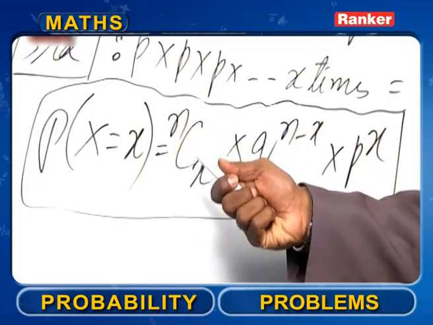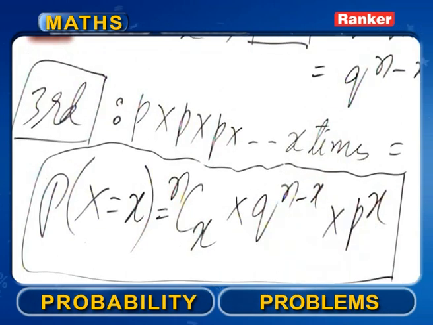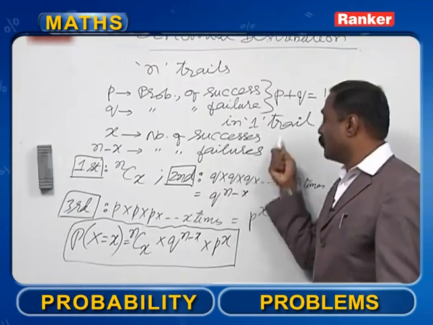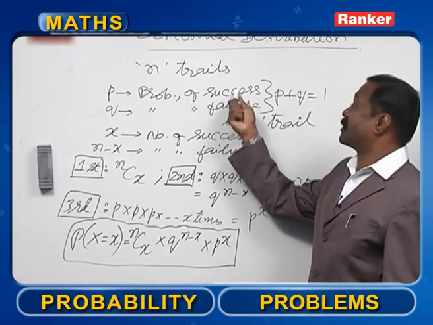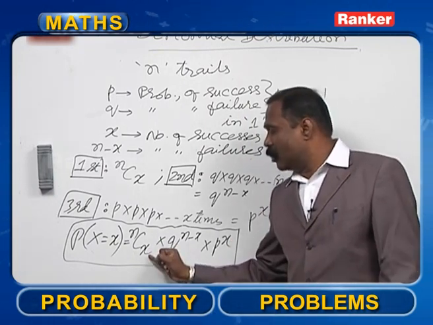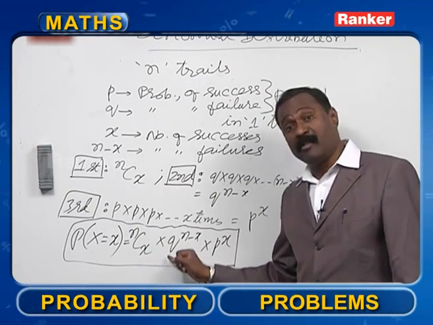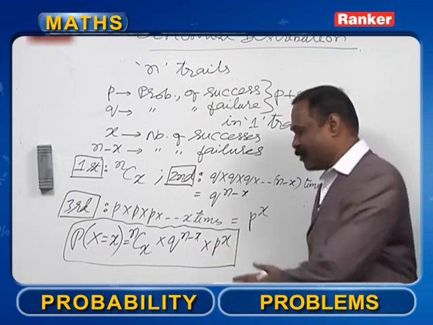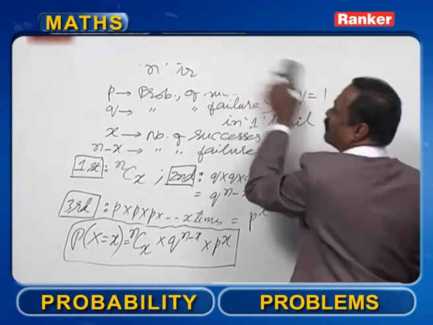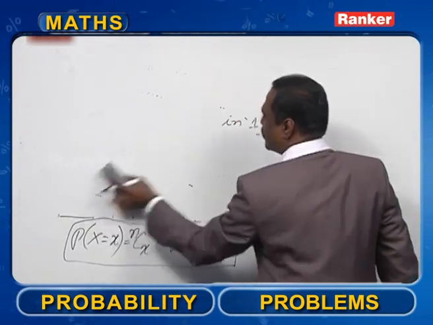n is the total number of trials and x is the number of successes, q is the probability of failure in one trial, and p is the probability of success in one trial. So what are the terms you must know here? You must know the number of trials, the number of successes, the probability of failure in one trial, and the probability of success in one trial. Then you can apply this formula. And how do you understand this? Now you expand this. If you expand this, the final formula I have derived, you can understand.